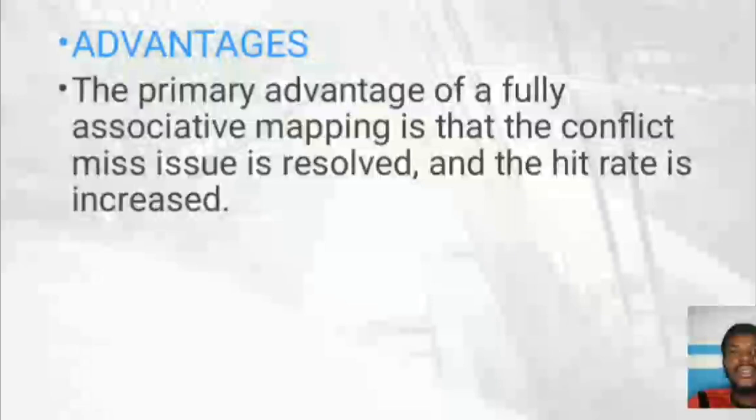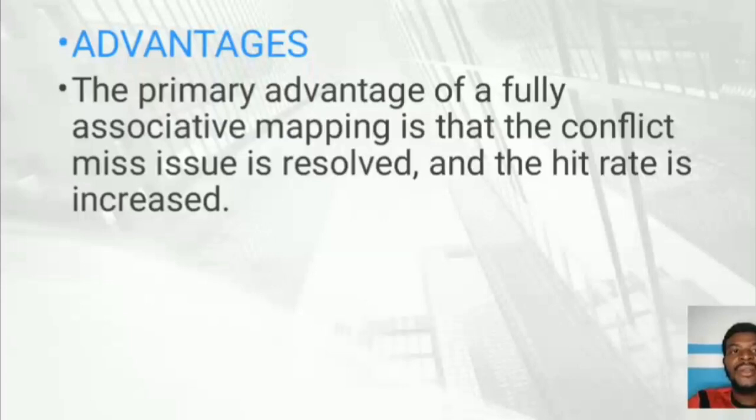Let's talk about the advantage. The primary advantage of fully associative mapping is that the conflict miss issue is resolved and the hit rate is increased. This is simple to explain. When we say hit rate in computer architecture, this simply refers to when a CPU is searching for particular data and it finds it in the cache memory. It's a hit because it got what it wants in the cache memory. But when we say it's a miss, it means it didn't get the data it's searching for in the cache memory. It has to go to the main memory or any other secondary memory to search for that data. So this will be a miss.